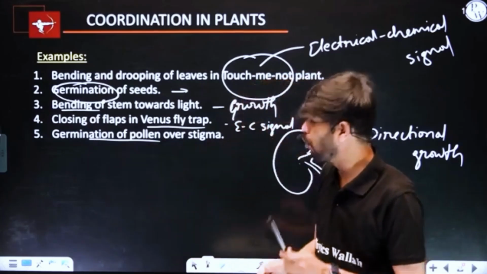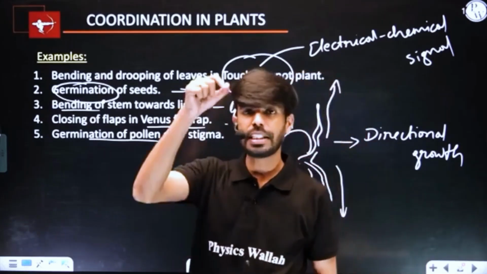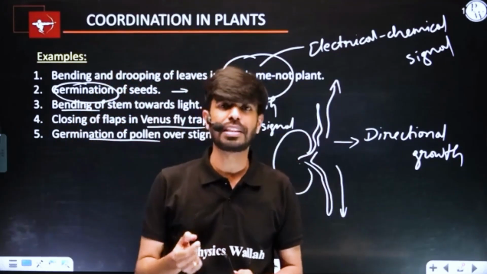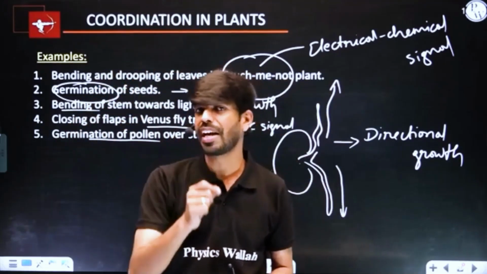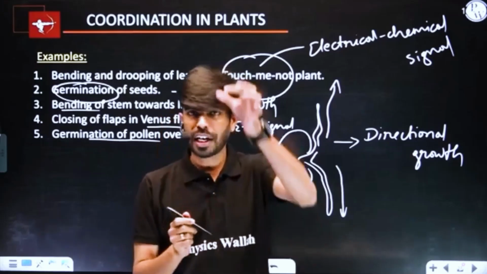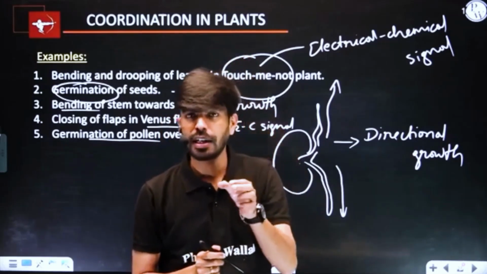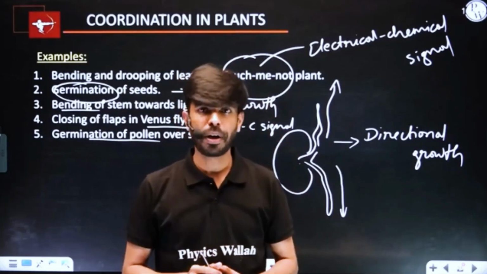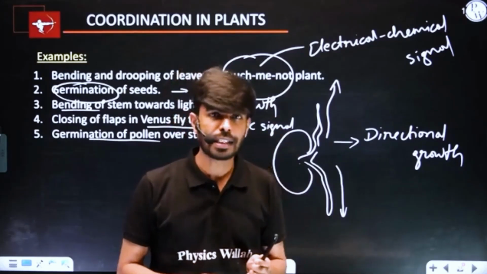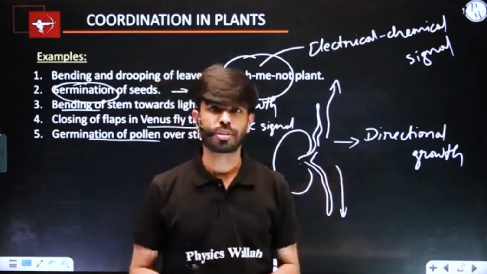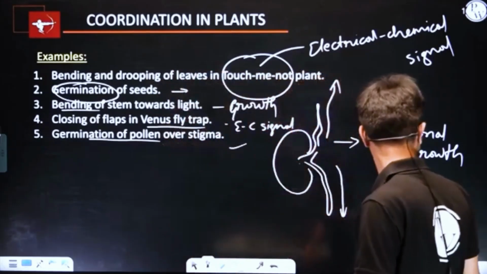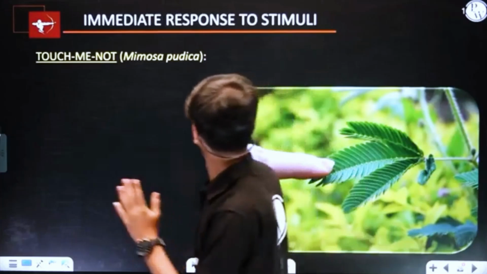Germination of pollen over stigma. There pollen tube is growing towards the chemicals which is present near the neck of the tail. ಅಲ್ಲಿ ಶುಗರ್ ಇರುತ್ತೆ, ಶುಗರ್ ಕಡೆಗೆ ಪೋಲನ್ ಟ್ಯೂಬ್ ಗ್ರೋತ್ ಆಗ್ತಾ ಇದೆ. There you can see growth, and it is also called growth dependent movement, and also you can call it as, yes, directional growth.